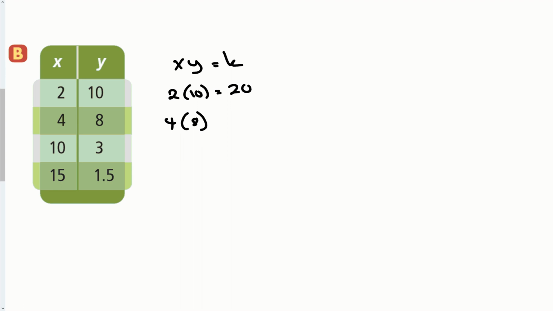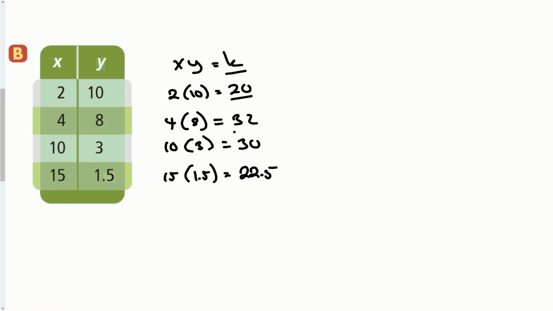Well, 4 times 8 is not 20. That's 32. 10 times 3 is 30. And 15 times 1.5 is 22.5. So none of these constants are the same. That means this is neither direct nor inverse variation, and so we can't even write a formula. These numbers are all different. They're not constant. So this particular set of data does not give me something that I can classify as direct or inverse variation.